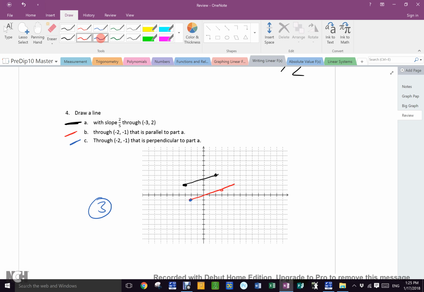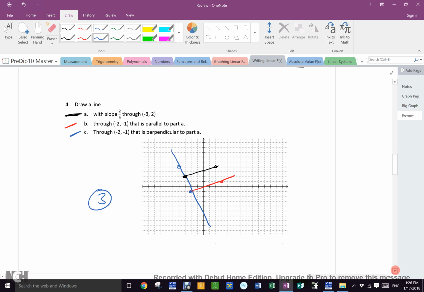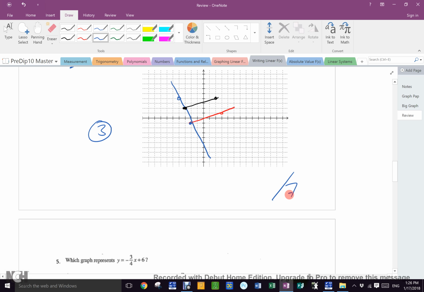And then the blue one through negative 2, negative 1 that is perpendicular, which means instead of going 2/5, I go negative 5 and 2. So 1, 2, 3, 4, 5, 1, 2. It goes through there. So that's what your graph should look like. And that page is, I believe, out of 7. Yeah? Okay.